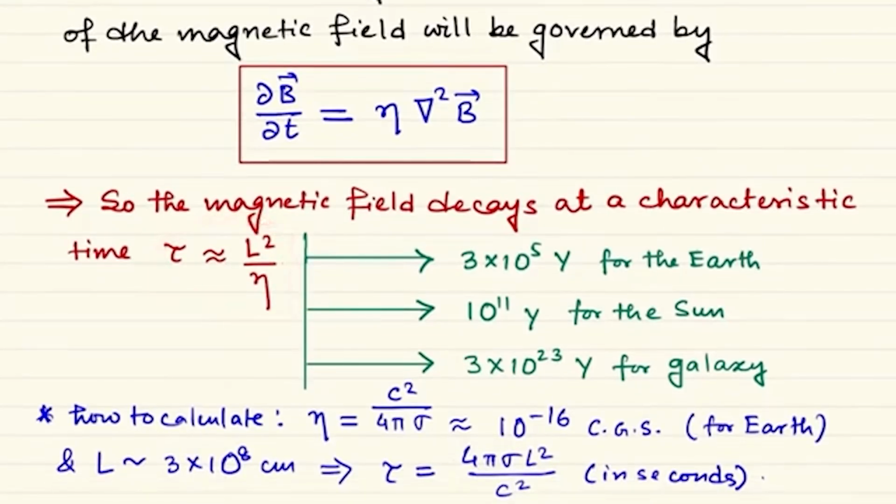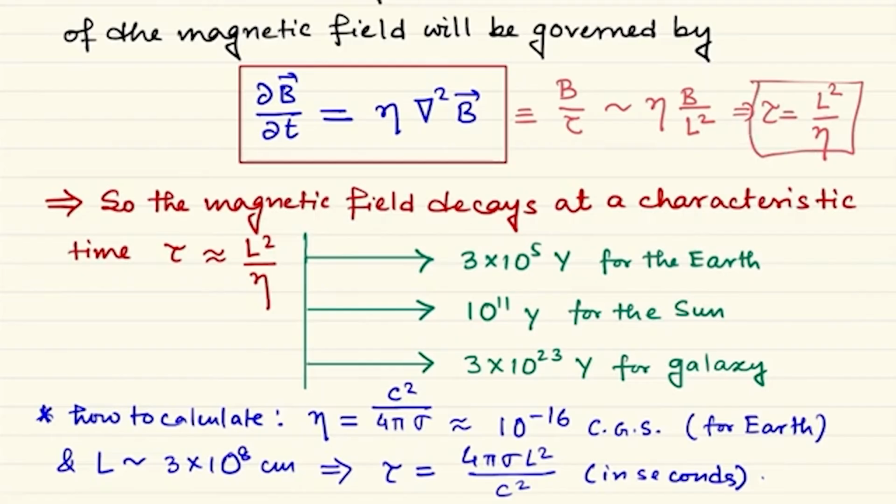The characteristic time of that diffusion can be simply calculated from this type of estimation. From this equation I can simply write that this is equivalent to B by some characteristic time tau, equal to eta B by some characteristic length squared. So tau should simply be equal to length scale squared by eta, where eta is the magnetic diffusivity.